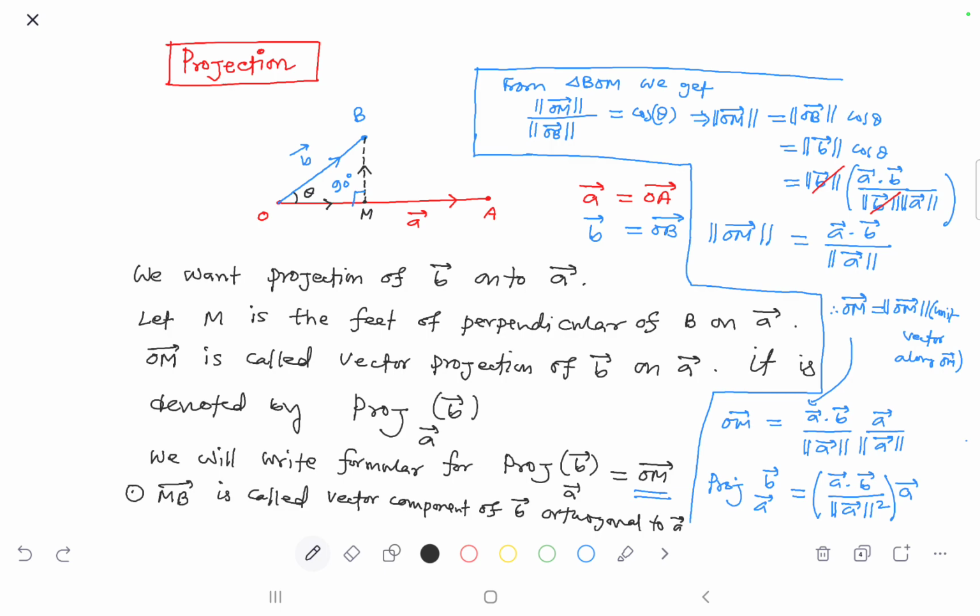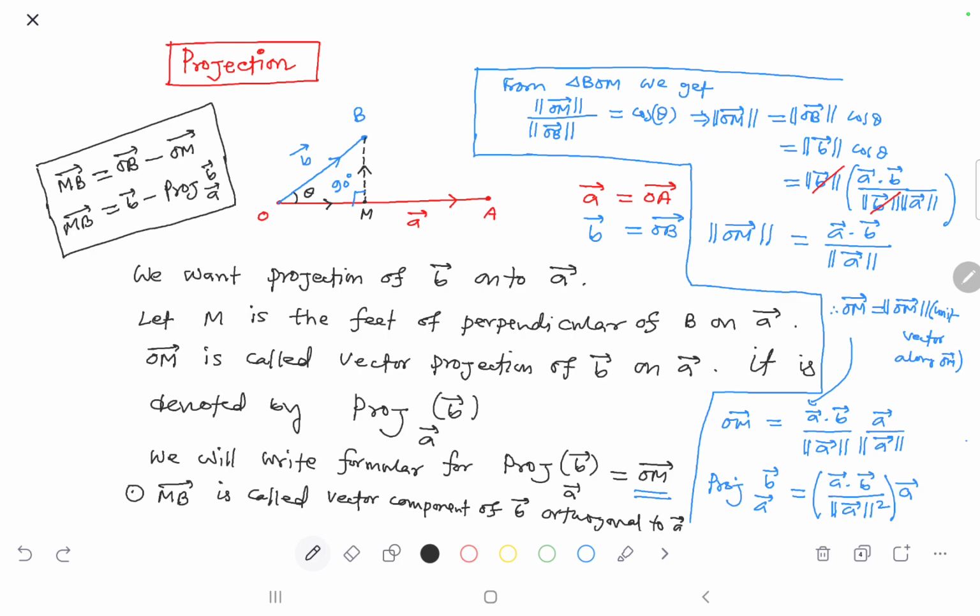How do you calculate the MB vector? Just from here: the MB vector you calculate as the OB vector minus the OM vector. So the MB vector is nothing but the B vector minus the projection of B vector over A vector. Is that clear? So if you have an A vector and a B vector and want to calculate the projection of B onto A, you use this formula. And if you want to calculate the orthogonal projection, the vector component of B orthogonal to A, you use this formula: B minus the projection of B over A.